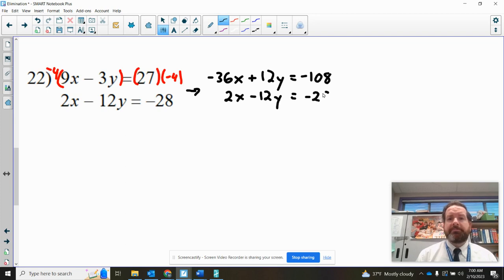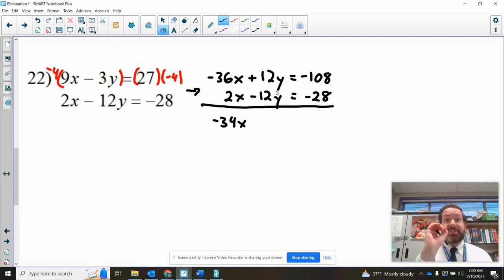Now we're ready to add them up. Negative 36x plus 2x is negative 34x. 12y minus 12y goes to 0. That's the whole point. That's what we're after. Negative 108 minus 28 is negative 136. I'm just going to double check that on my calculator. Minus 28. Yep, negative 136.